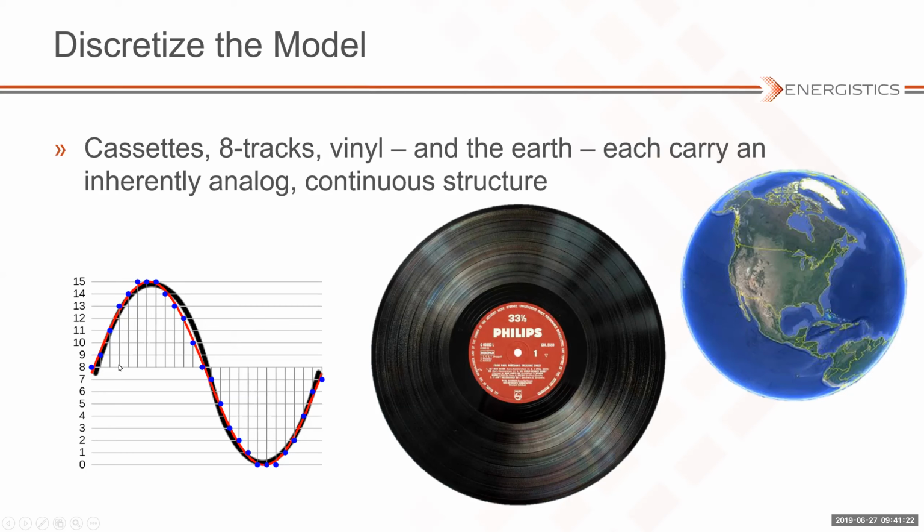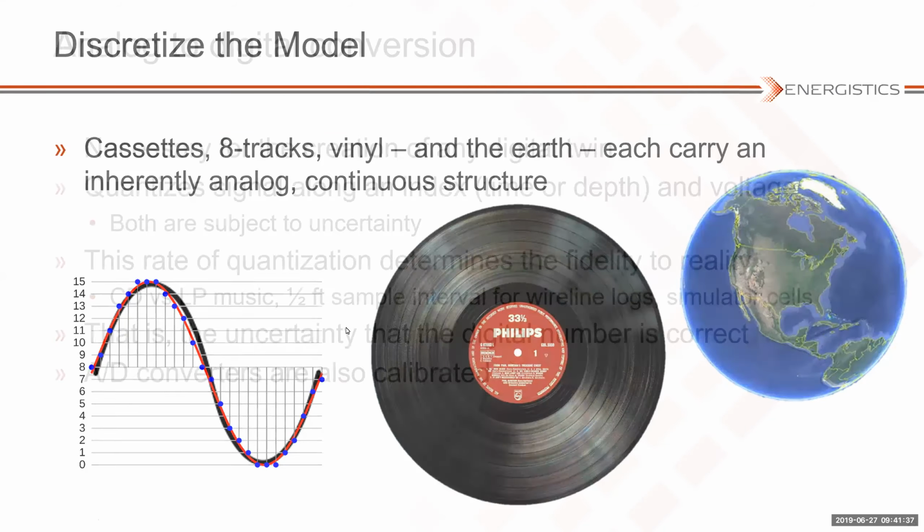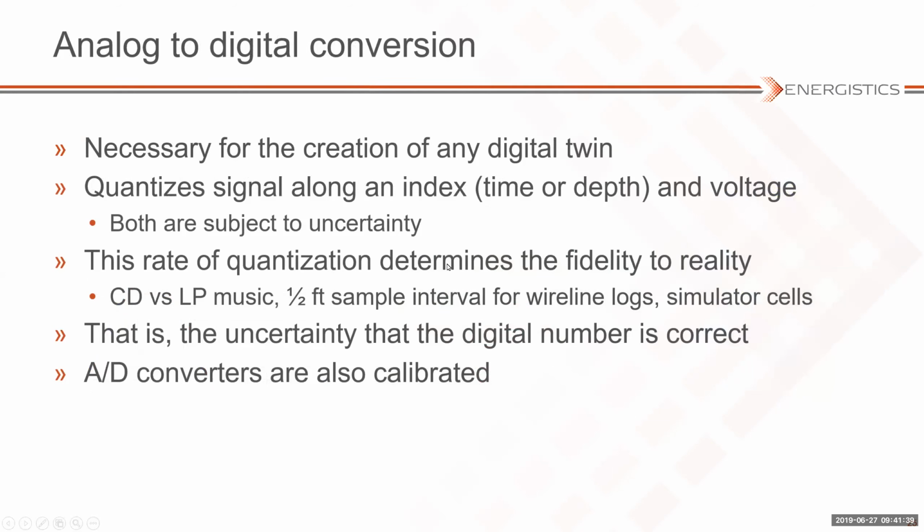Obviously, the more samples I take in time, in this case along this little sine wave, the more accurately I'll be able to represent that curve digitally. So it's exactly the same for Earth measurements, and in fact describing the Earth in general. If you're going to create a digital twin of any kind, we have to put that into the digital realm.